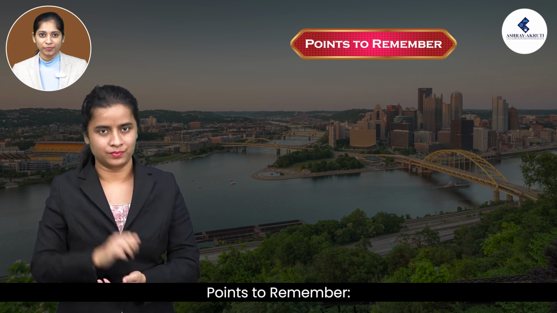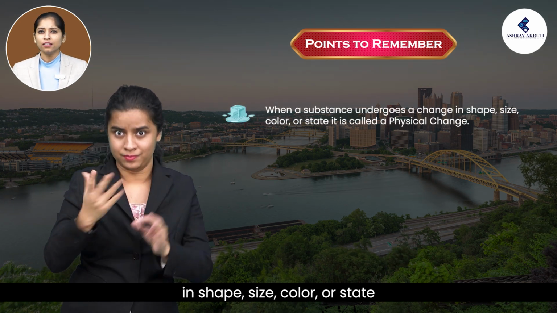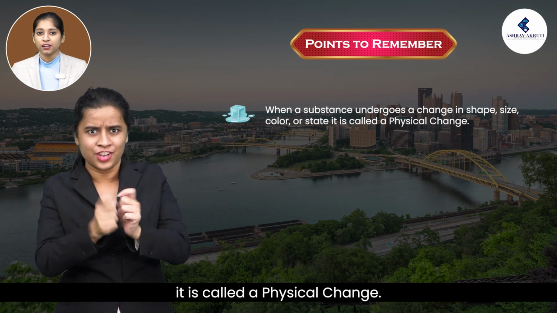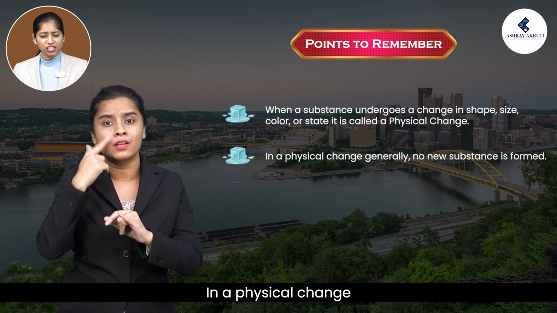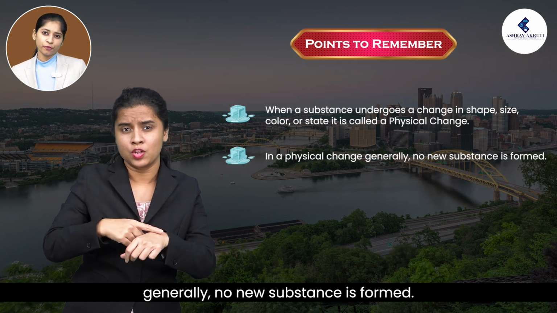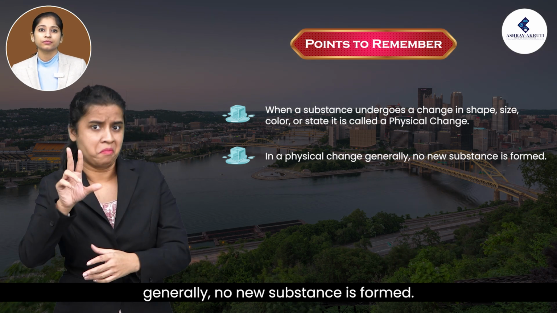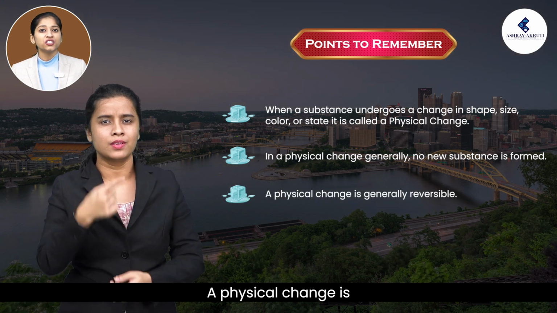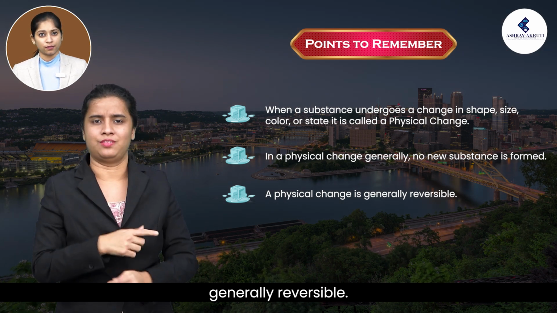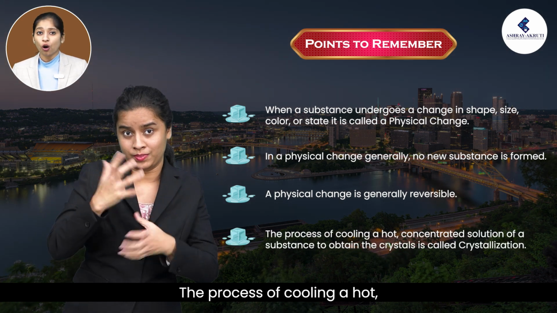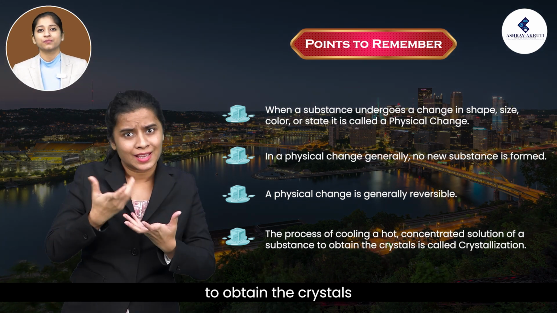Points to remember. When a substance undergoes a change in shape, size, color, or state, it is called a physical change. In a physical change, generally no new substance is formed. A physical change is generally reversible. The process of cooling a hot, concentrated solution of a substance to obtain the crystals is called crystallization.